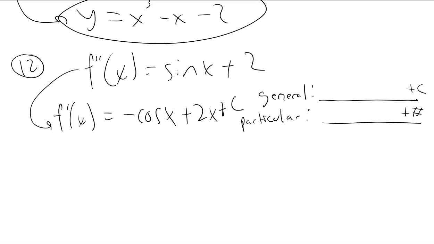But then it does tell me in the question, when you plug in 0 into the first derivative, it equals 3. So let's set the first derivative equal to 3. Plug in 0 for x. Plug in 0 for x. And that's enough to solve for c.